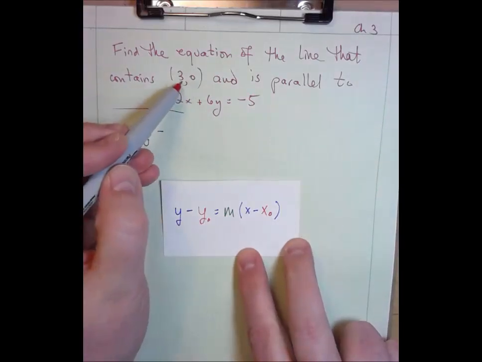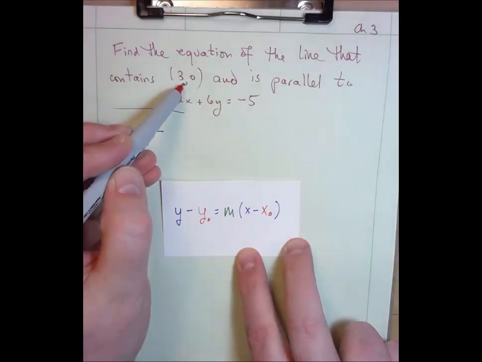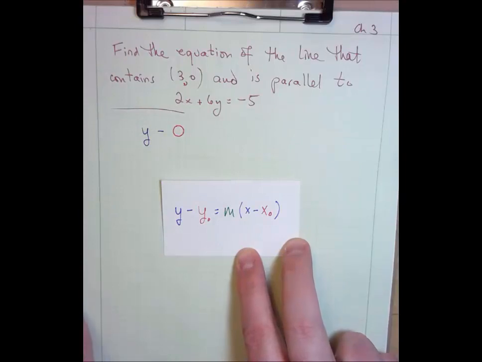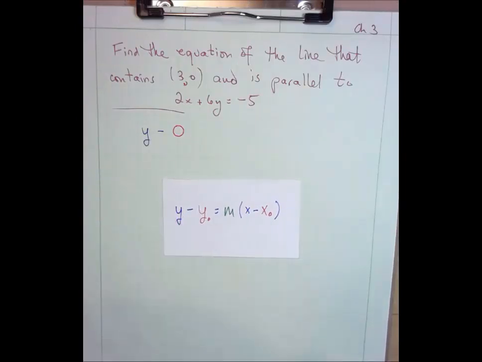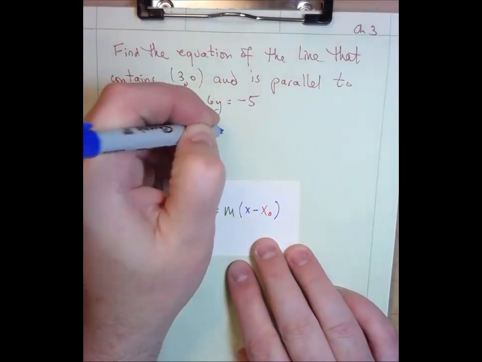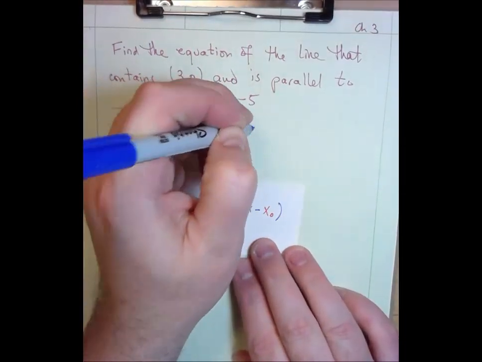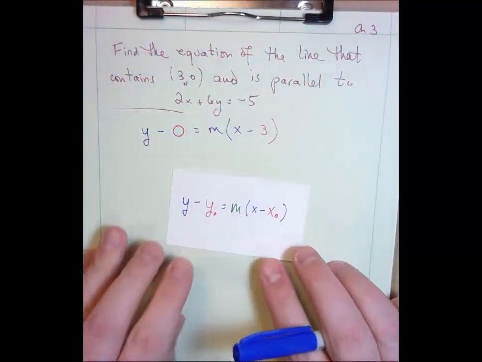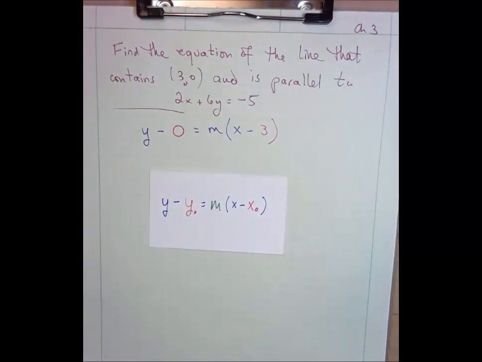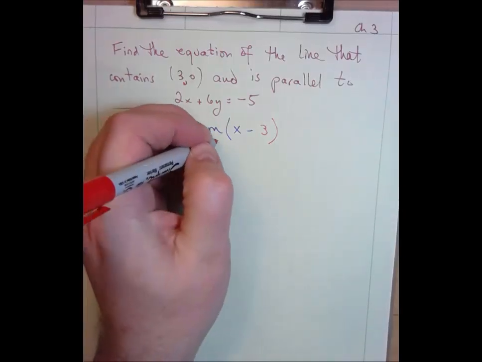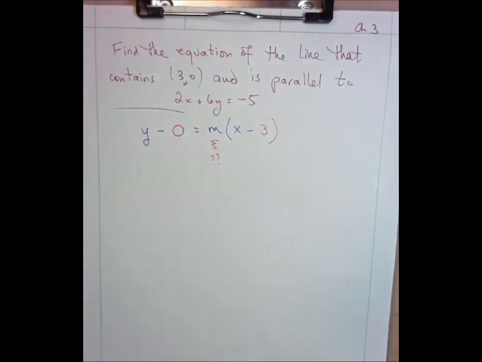So this point (3, 0) is on the line, so the y-coordinate of a point that we know is on our line is 0. And the x-coordinate of this point on the line is 3. So we are starting to build an expression that represents the equation of our line. However, we still don't know what the slope is.